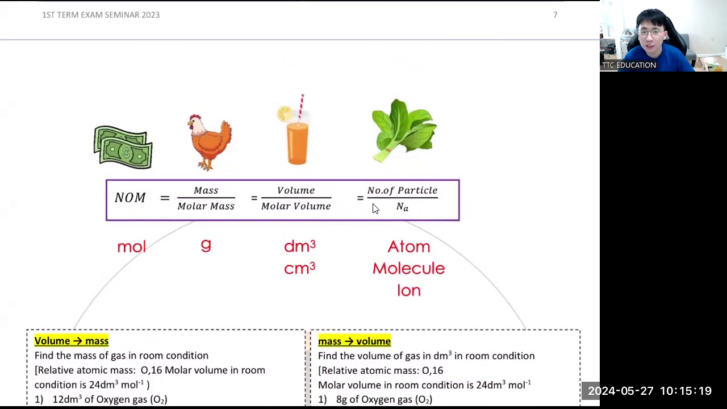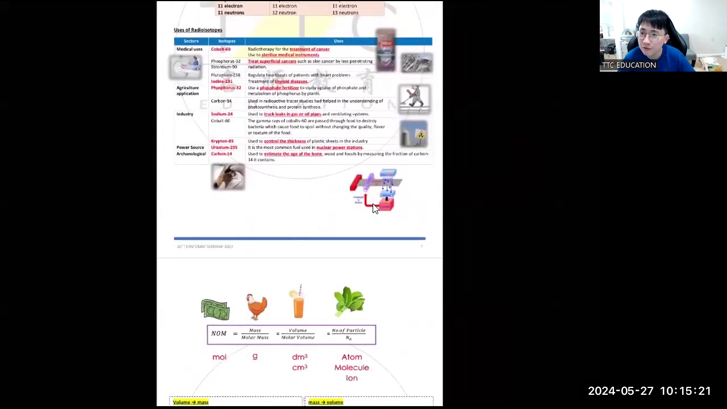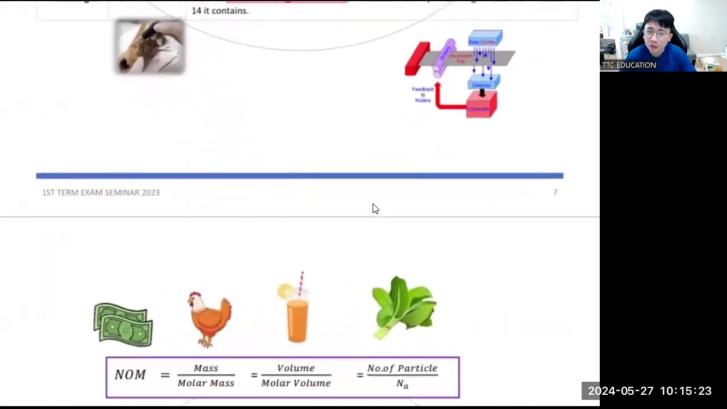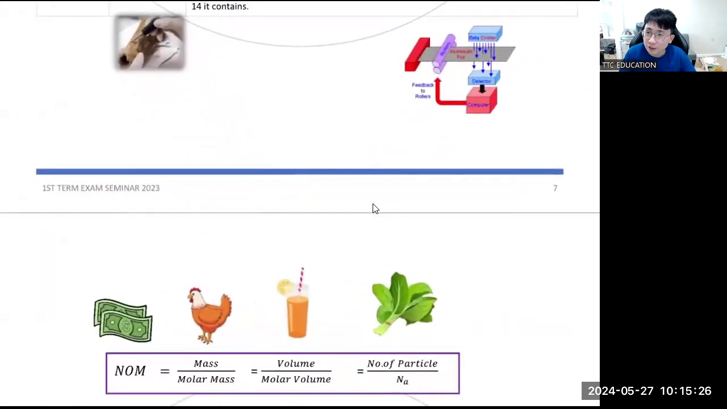Which book is this? This book is the seminar book. Have you received the seminar book? Did you fill up the hard copy form? There's a Google form for you to fill in. If you don't have it, then just go to the website. You know there's a website.